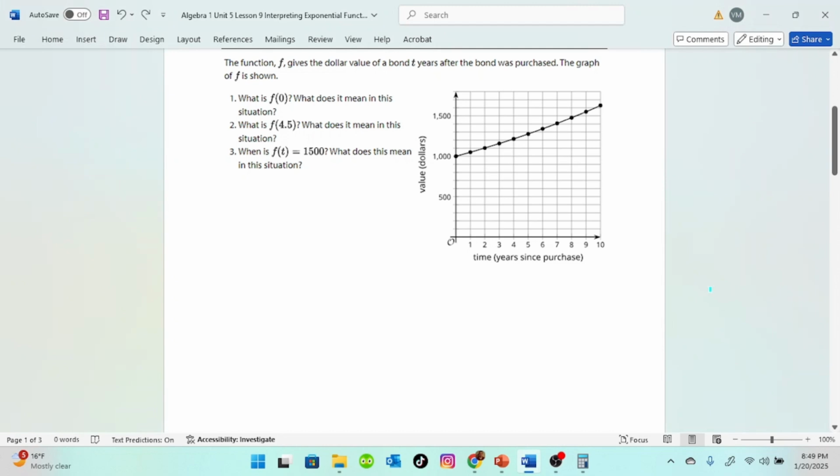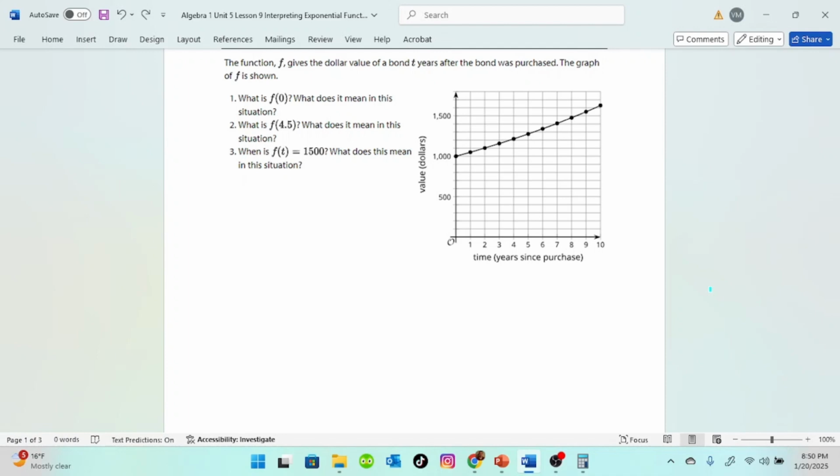Our next practice problem says the function f gives the dollar value of a bond t years after the bond was purchased. The graph of f is shown. Number 1, what is f of 0? What does it mean in this situation? Number 2, what is f of 4.5? What does it mean in this situation? And number 3, when is f of t equal to 1,500? And what does this mean in this situation?